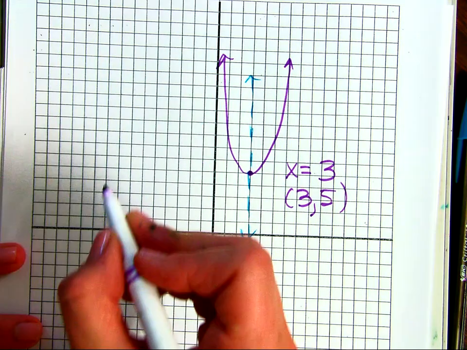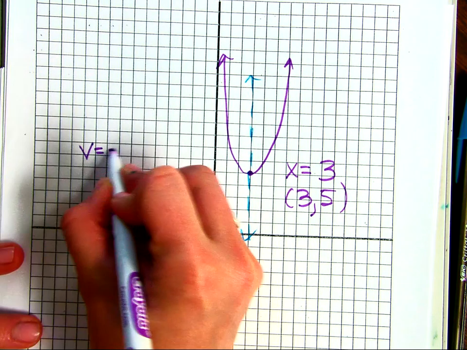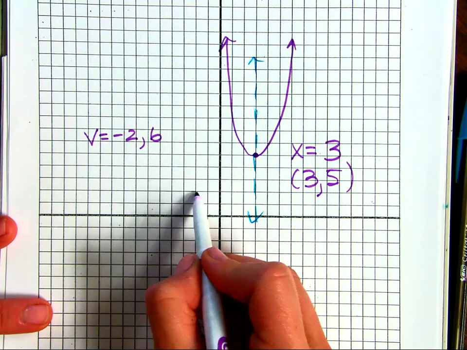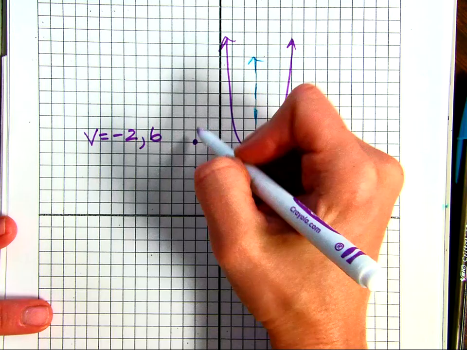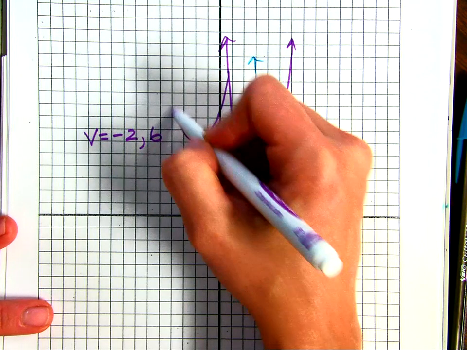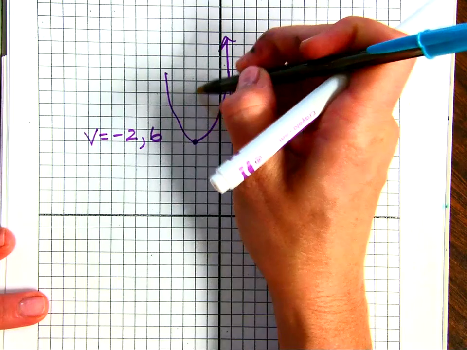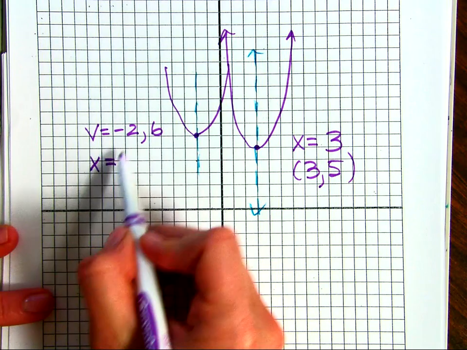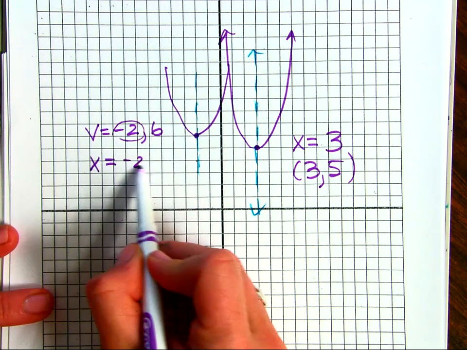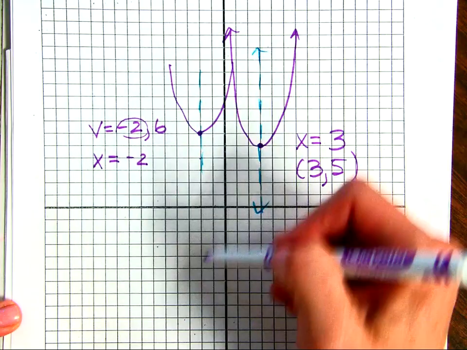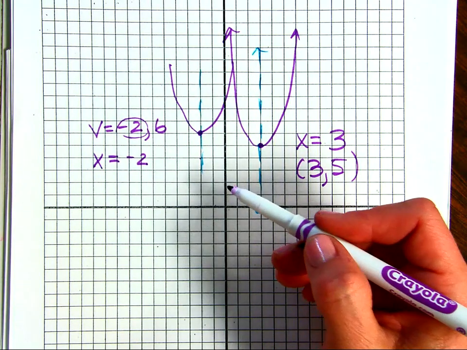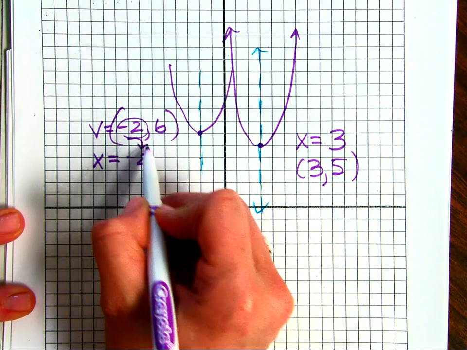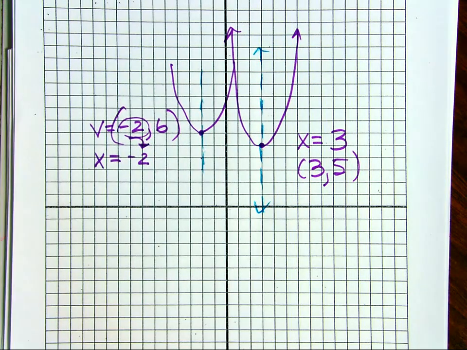X equals 3. Why 3? Because the vertex was 3, 5, wasn't it? So if I have a vertex at negative 2, 6, and I go this way and this way, what's the axis of symmetry going to be for this one? X equals negative 2, doesn't it? Isn't the name of that blue line x equals negative 2?